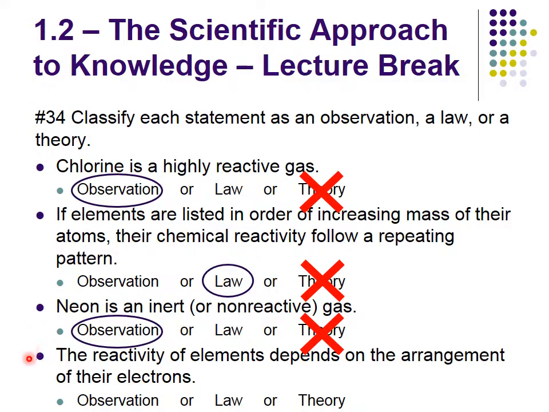And then our last one says, the reactivity of elements depends on the arrangement of their electrons. Now this one is involving a why. It's not just telling us that the elements are reactive, it's telling us that they're reactive because of the arrangement of their electrons. So observation is out and law is out, and we can label it as a theory because it's telling us why something is happening.